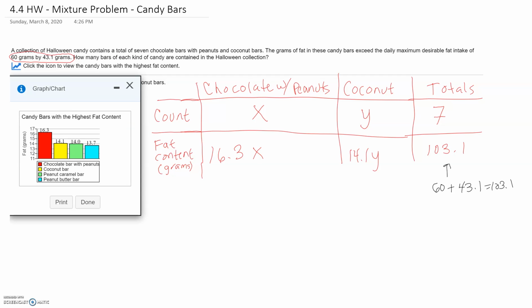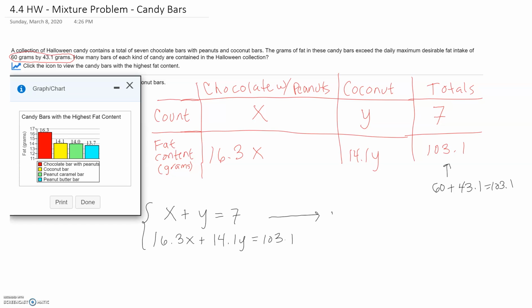And now we have enough information to write our system of equations. So our system of equations is going to be X plus Y, the number of chocolate with peanuts candy bars and the coconut candy bars, and we know all together we've got 7. And then the fat content gives us another equation, 16.3x plus 14.1y, and that is 103.1. That gives me the system of equations, and then I can solve it using either substitution or elimination. In this case, I think I'll just use substitution since it's pretty simple to solve for y here.